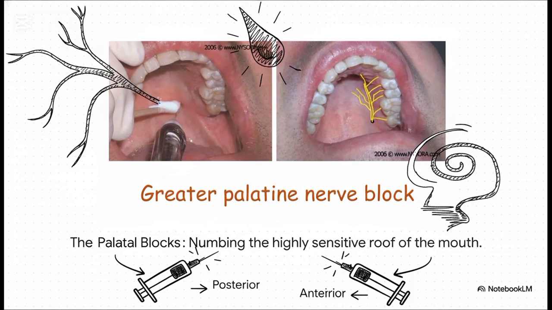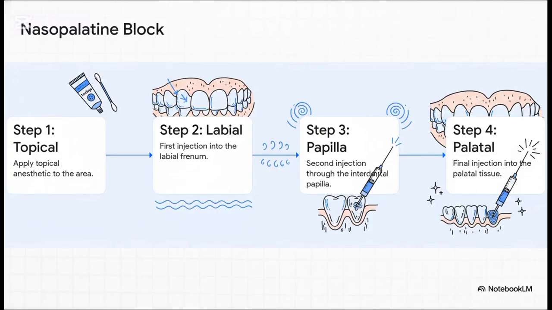So far, everything we've talked about covers the teeth and the cheek side tissues. But what about the roof of the mouth? The palate is famously sensitive, and getting it numb requires two very precise injections, the greater palatine for the back part and the nasopalatine for the front. The nasopalatine block especially can be a real doozy for patients if you're not careful.